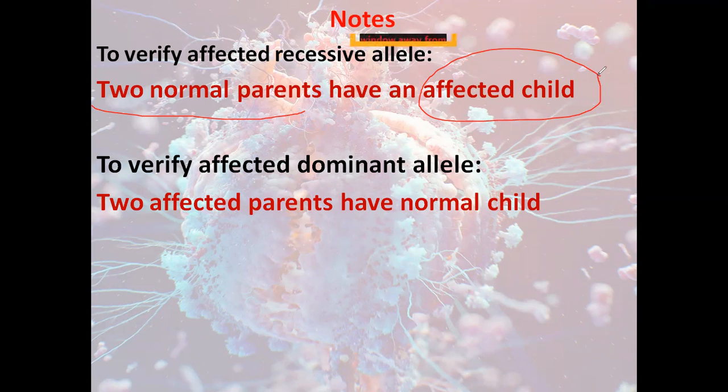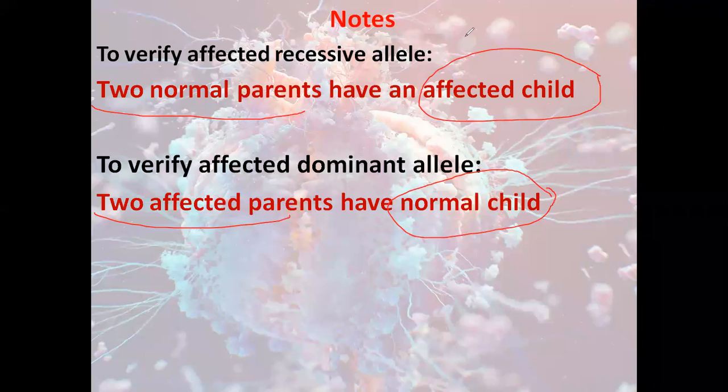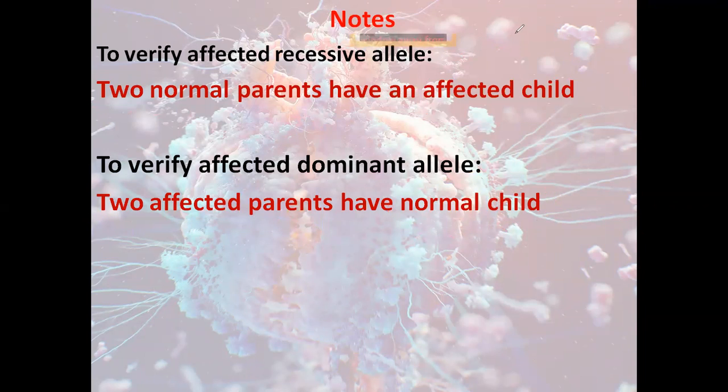Okay? To verify an affected dominant allele, you have to look for two affected parents. They have a normal child. So if the allele of the disease is dominant, we look for two affected parents who have a normal child. By this way, we can prove that the allele of the disease is dominant over the allele of the normal, which is recessive. In most of the exercises we solve, the allele of the disease is recessive. But today we're going to solve an exercise or an application where the allele of the disease is going to be dominant.